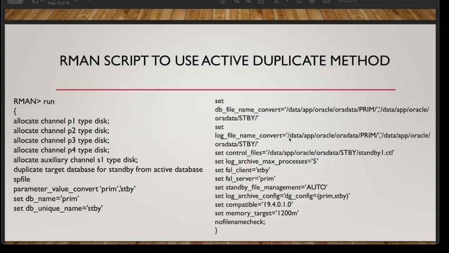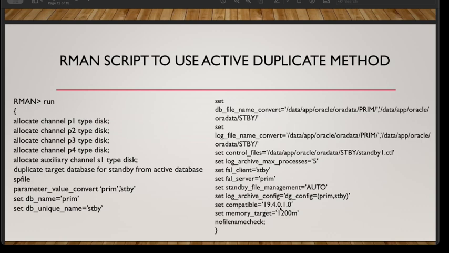Log_file_name_convert you will also mention here, because prim and stby will be changed. So these are the important parameters we are setting while duplicating the target database. Set control_files also, where the control files will be created. Set log_archive_max_processes, fal_client, fal_server, standby_file_management auto is important. Set log_archive_config is dg_config prim, standby.